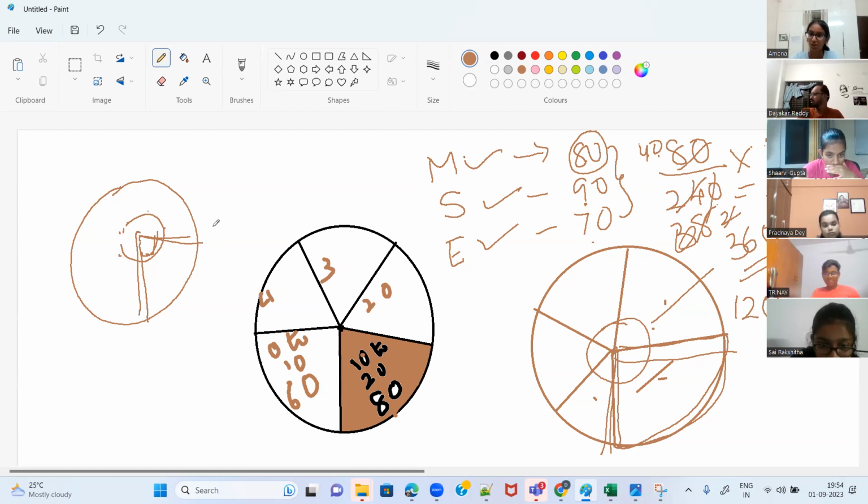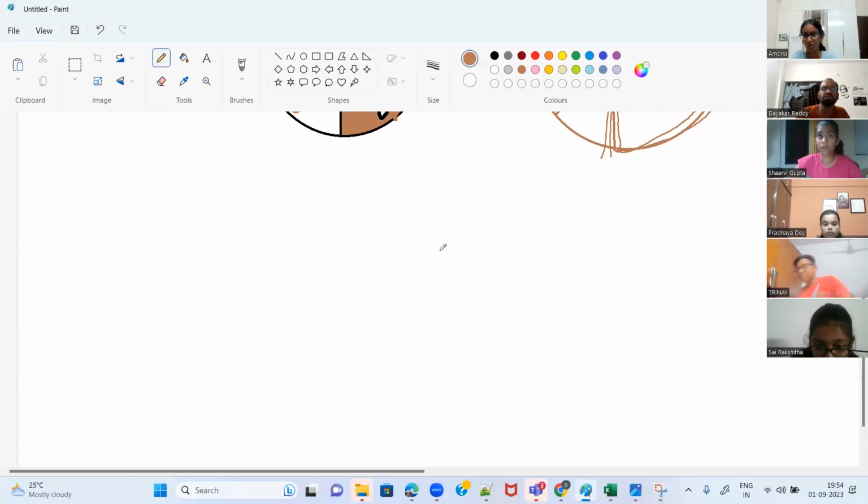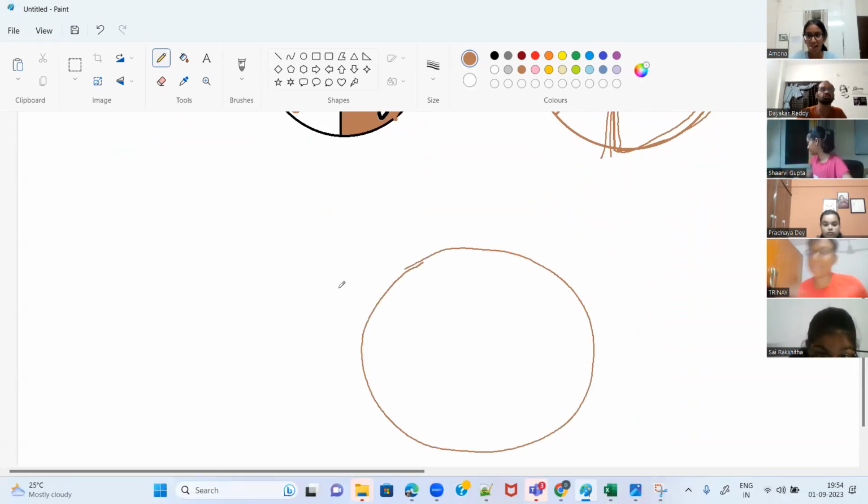What do you need to use? Compass and scale, right? Using the compass and scale, draw the circle with whatever radius. When you draw the circle, you will get something like this. Let us assume that. Now, let's say the maximum we got is 120 degrees.